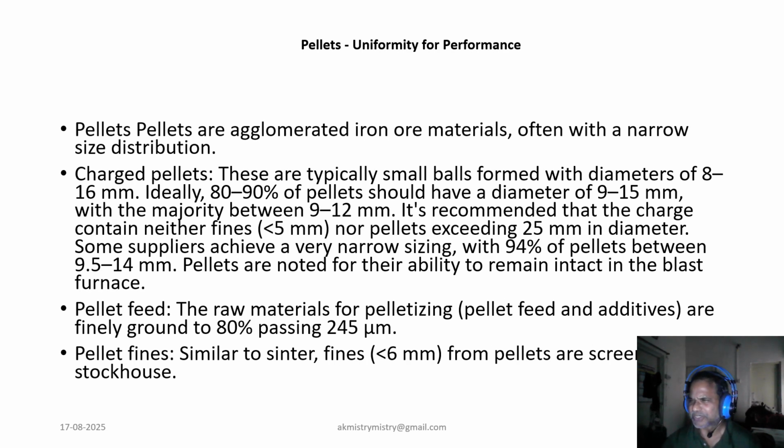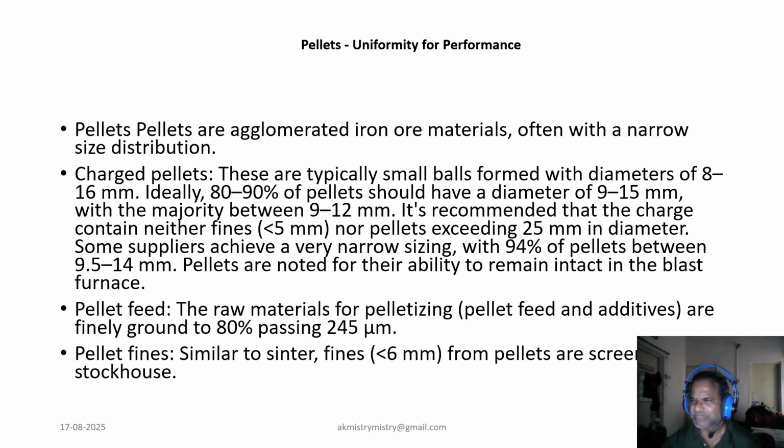Next, we have pellets, which are agglomerated iron ore material, notable for their narrow size distribution. These are typically small balls formed with a diameter of 8 to 16 mm, ideally between 80 to 90% of pellets should have a diameter of 15 mm, with the majority falling between 9 to 12 mm. It's strongly recommended that the charge contains neither fines, defined here as less than 5 mm, nor pellets exceeding 25 mm in diameter. Some suppliers achieve impressive uniformity with 94% of pellets between 9.5 to 14 mm.